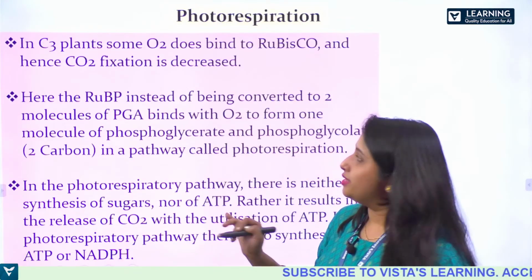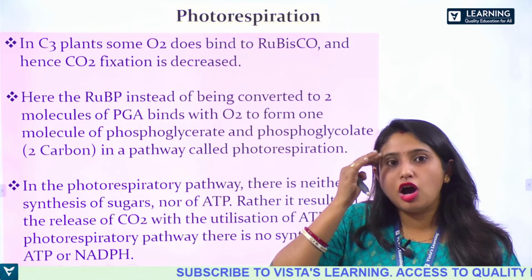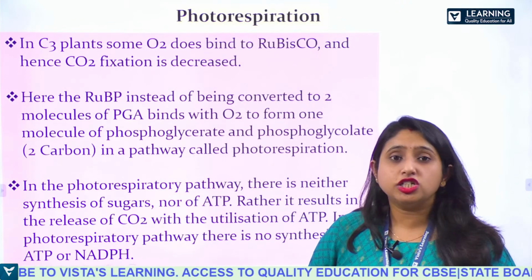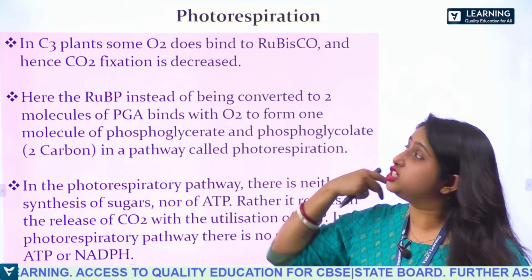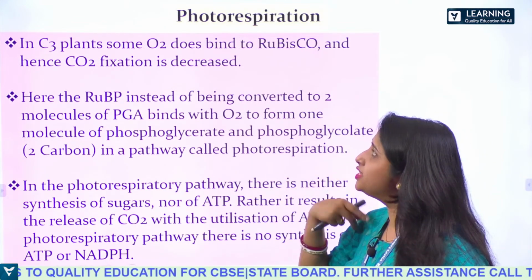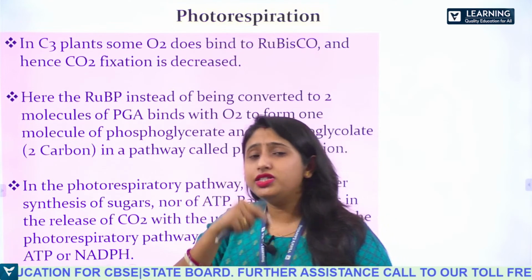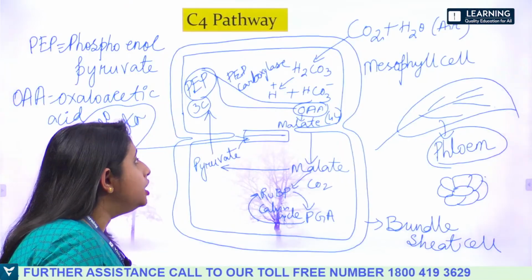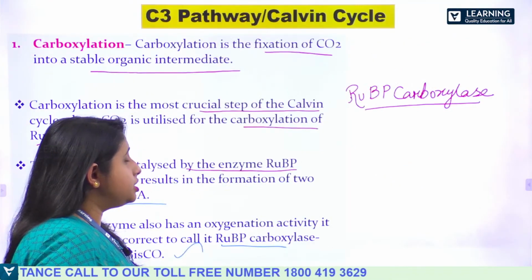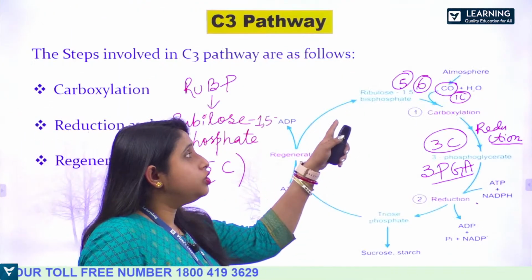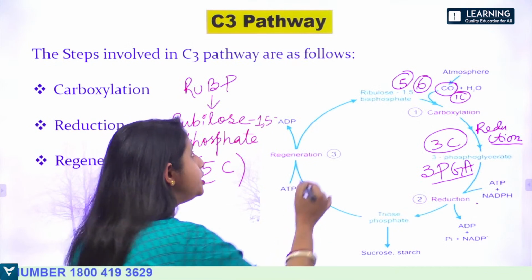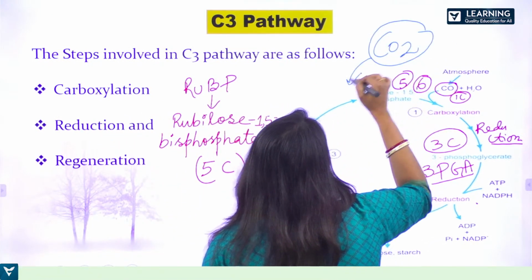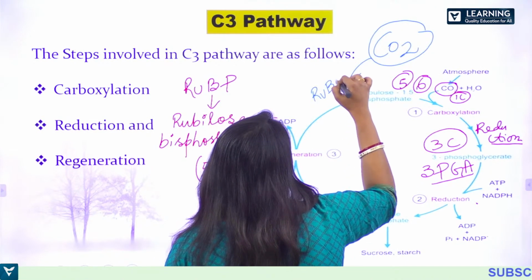All right? Now let us move into the next topic, that is photorespiration. Okay, photorespiration. Now what is this photorespiration? Let me get the diagram here. So in the C3 pathway, what happens here, the carbon dioxide which is present here will be coming and binding with the RuBP, isn't it?